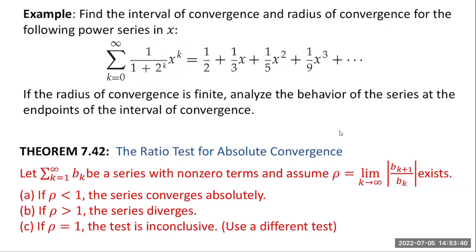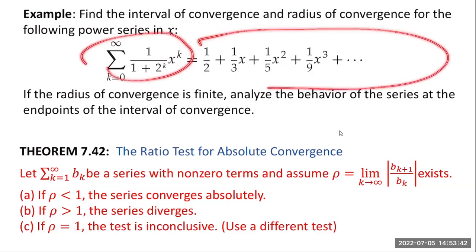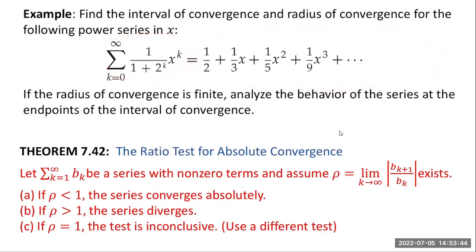And of course, if you expand this one, this is what you will see. The second part is, if the radius of convergence is finite, analyze the behavior of the series at the endpoints of the interval of convergence. That's also very important. As I said, you have to manually check the endpoints once you find the interval of convergence. Okay, so let's work on this example.